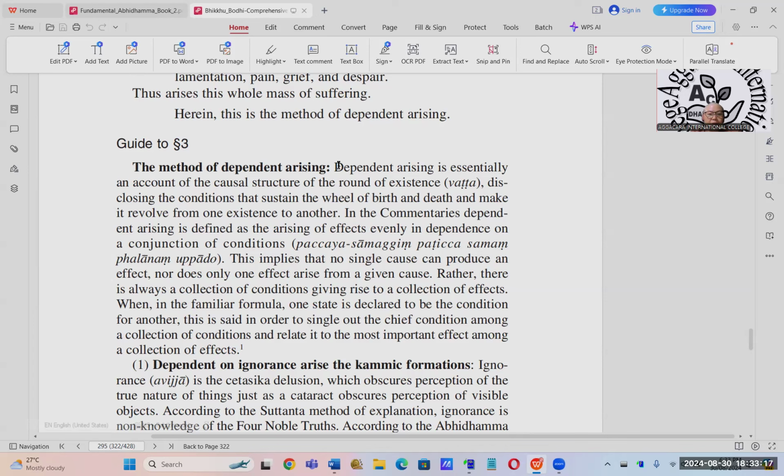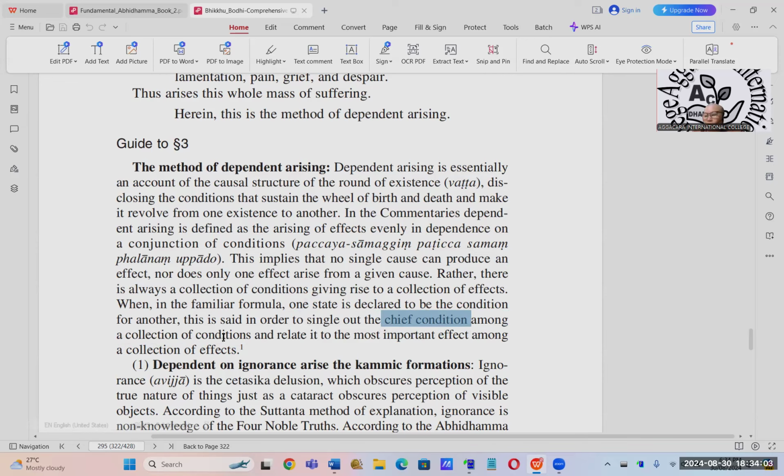So actually, it says that dependent origination explains our existence or rebirth. The second important thing is that effects come because of conditions, not one condition but many conditions. Even though dependent origination looks very simple, only one state is said to be the chief condition. This means that when we say avijja paccaya sankhara, besides avijja there are other things, but avijja is signaled as the main condition, the chief condition.